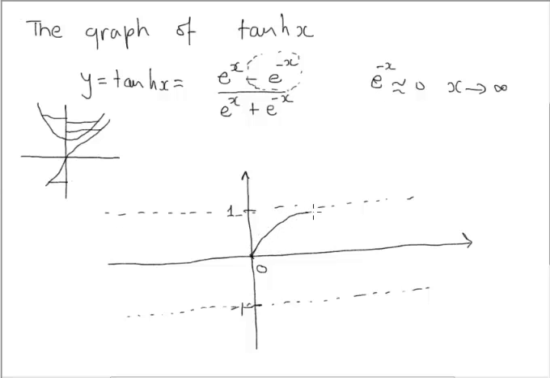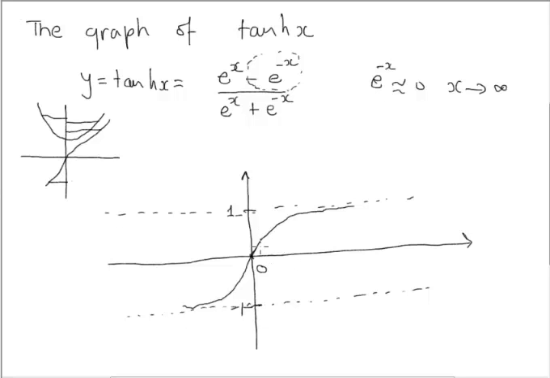But it never touches 1. So that line becomes an asymptote. Then this side, it decreases steadily, and it has an asymptote there, the line y equals minus 1. That's what it's going to be.